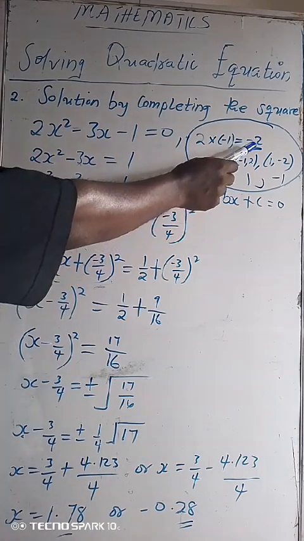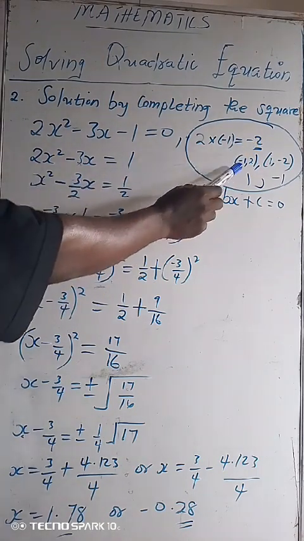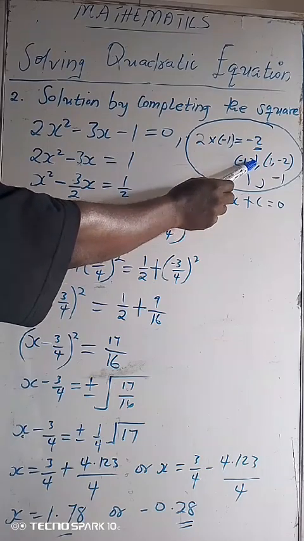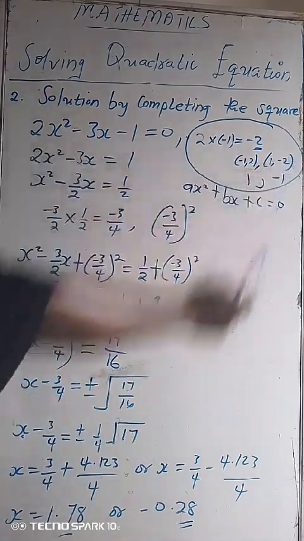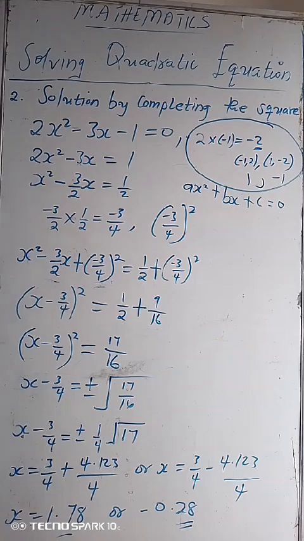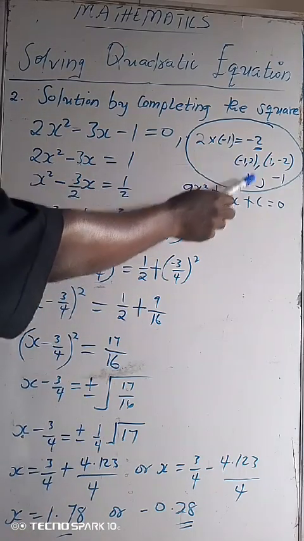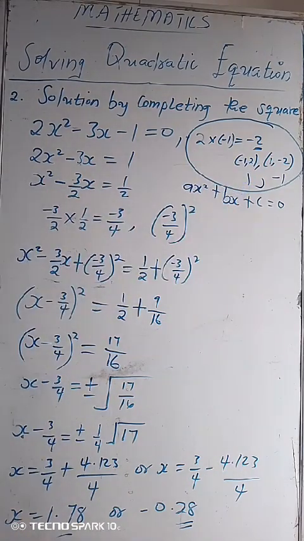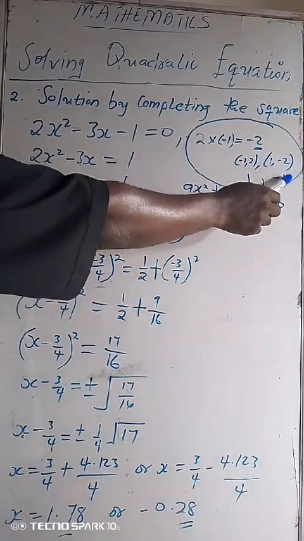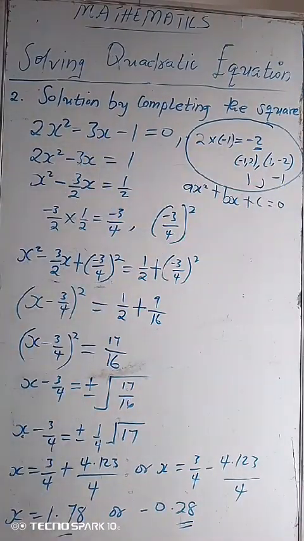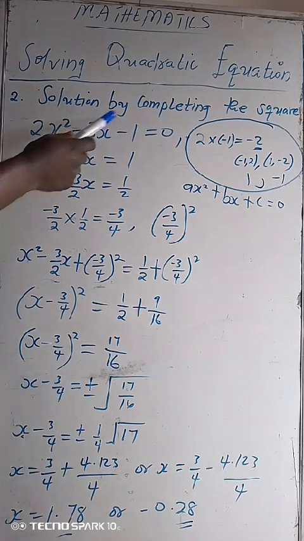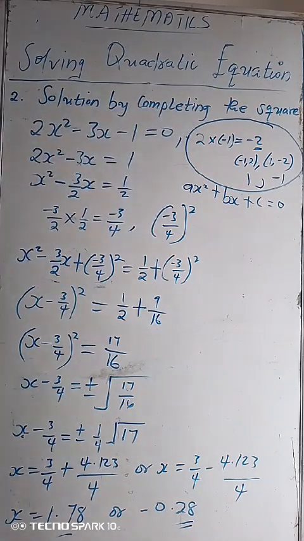So let's try to see the factors of negative 2, which are negative 1 and positive 2, and 1 and negative 2. Now we have to add the pairs. Negative 1 plus 2 gives me positive 1, and 1 minus 2 gives me negative 1. None is equal to negative 3. So meaning we cannot use that method, which is the method of factorization. So let's look at the second method, which is solution by completing the square, and see if that one will work.